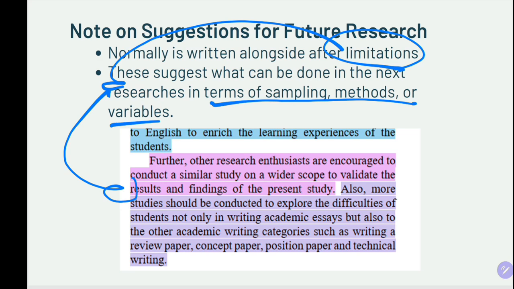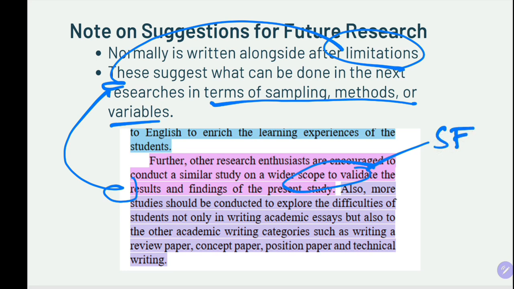Okay, so notice how this part would mention other research entities are encouraged to conduct a similar study, okay, to validate the results and findings of the present study. So to validate the study is one thing that can be done or be suggested for future researchers, okay?